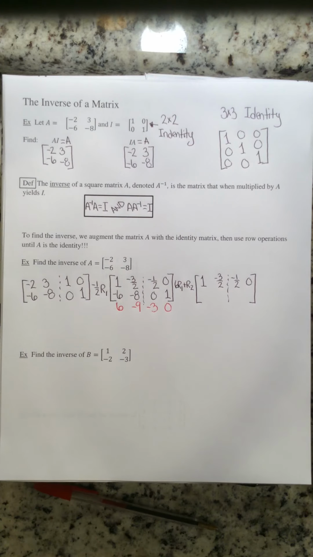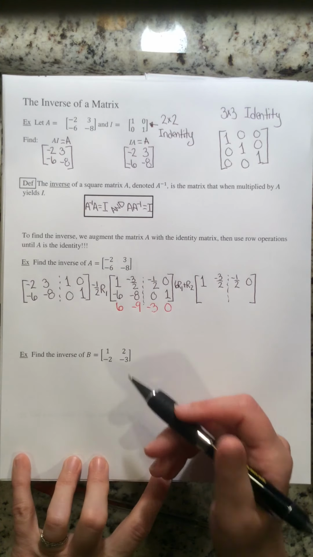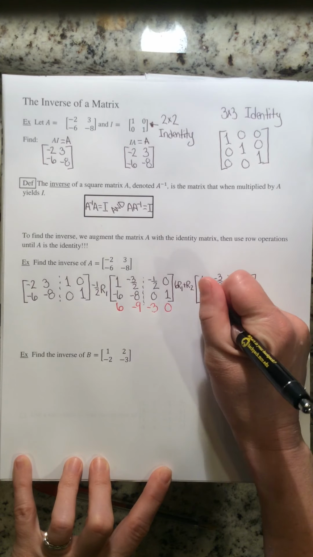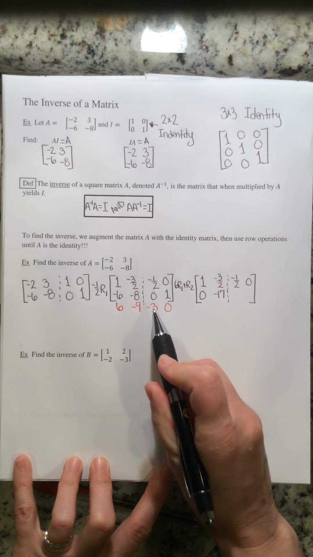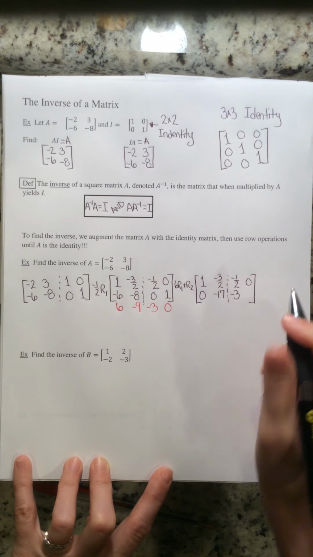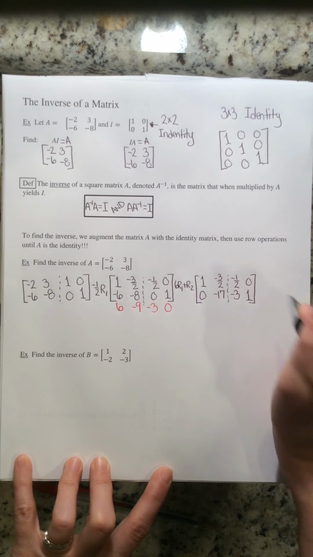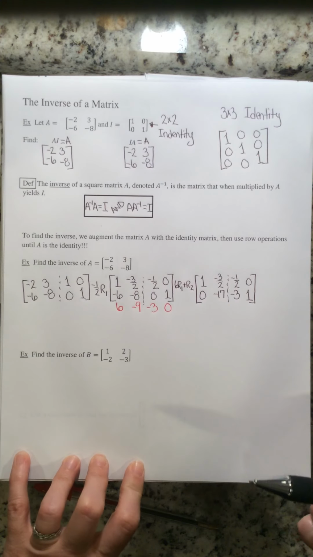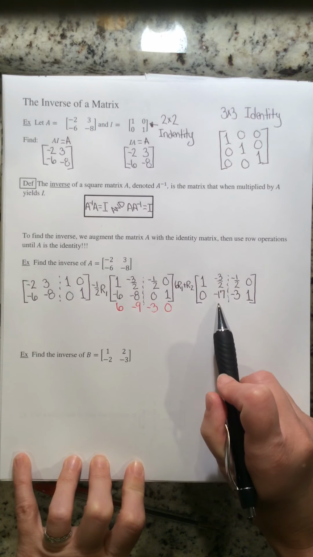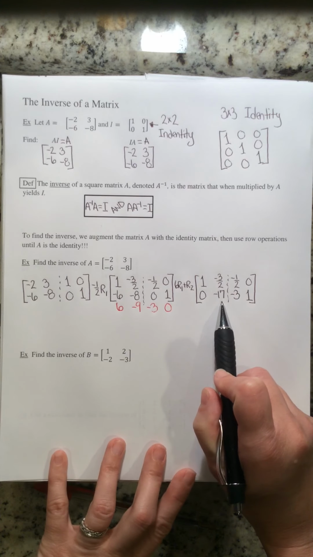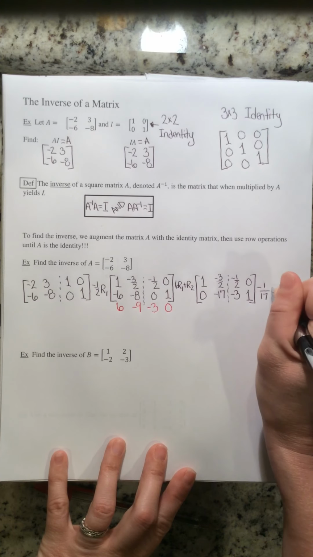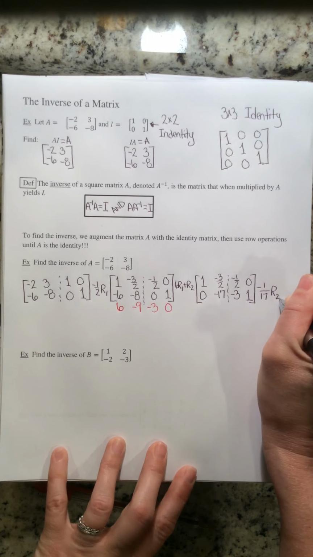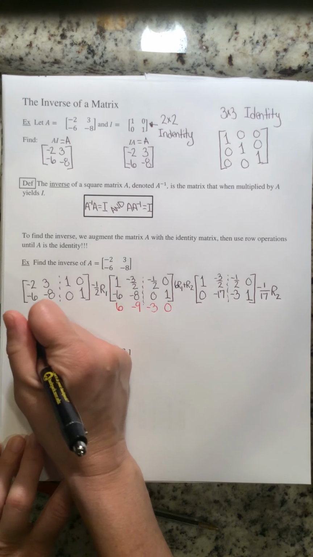And now we're going to go ahead and add that new red row to the row below it. -6 plus 6 is 0. -8 plus -9 is -17. 0 plus -3 is -3. 1 plus 0 is 1. Okay, so we're almost to reduced row echelon. If we wanted reduced row echelon, we just need to make this a 1. So think: -17 times what is 1? Well, -1/17. So we're going to do -1/17 times that row 2 to go ahead and make that a 1.